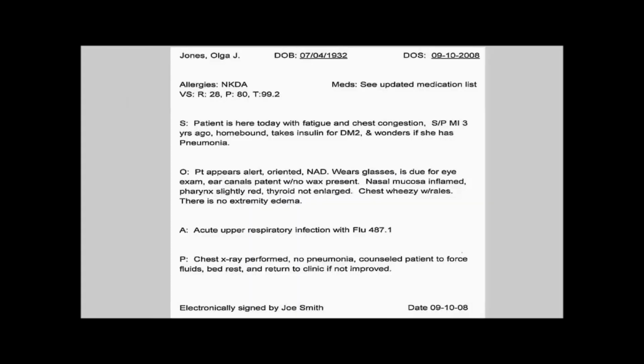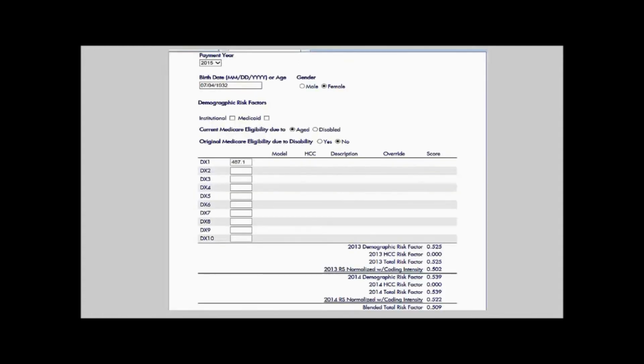Olga Jones is born in July of 1932, and she's coming in complaining of fatigue and chest congestion. For her assessment, the only line is acute upper respiratory infection with flu, 487.1. Remember, this past year we've been using ICD-9 codes, not ICD-10, which have just gone into effect. So we put the payment year of 2015. We put in her birth date, that she's female, she lives on her own, and she does not have Medicaid, and she is not disabled. Her diagnosis, the 487.1.